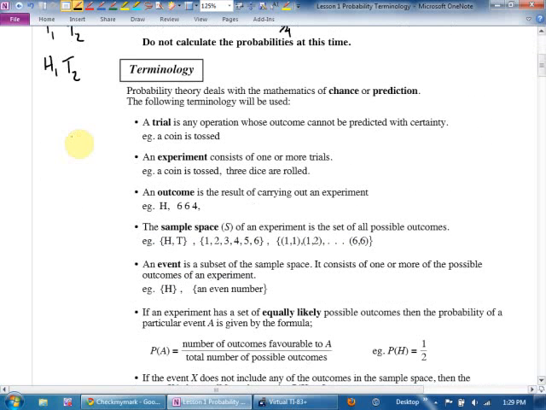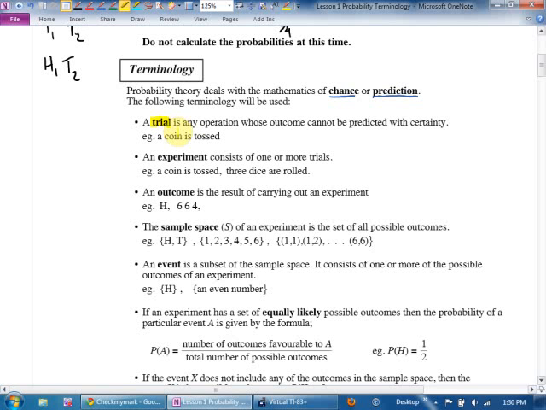Terminology. Probability theory deals with the mathematics of chance or prediction. We're going to use the following terminology. A trial is any operation whose outcome cannot be predicted with certainty. For example, flipping a coin, rolling a dice. Dropping a ball is not a trial because I know it's going to hit the ground. What are the odds of the ball hitting the ground? 100%, as long as there's no desk or something in the way. But any event where there is some uncertainty about more than one outcome, we call that a trial.